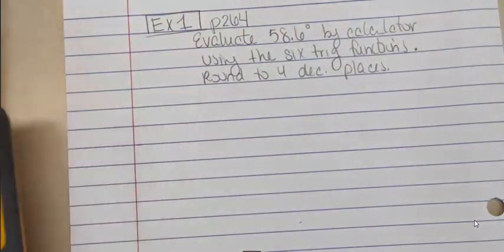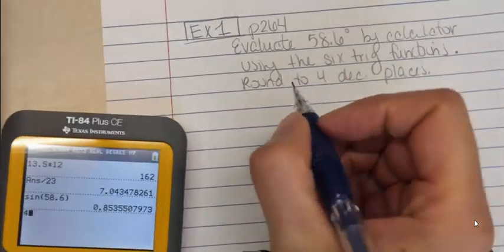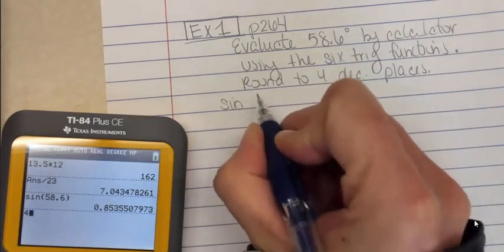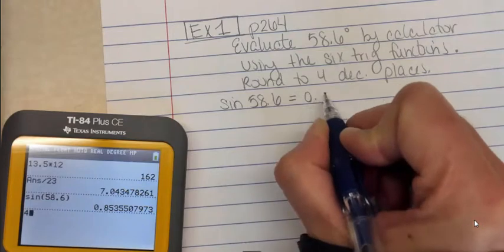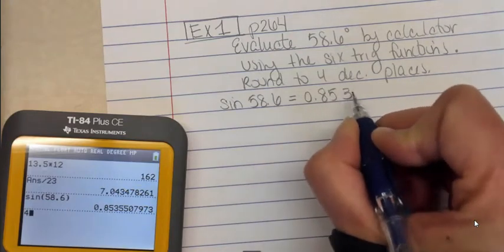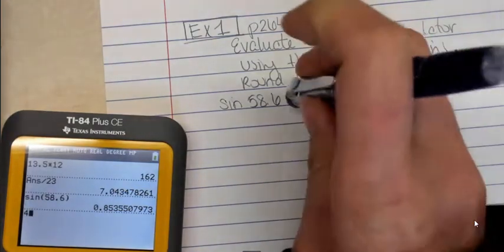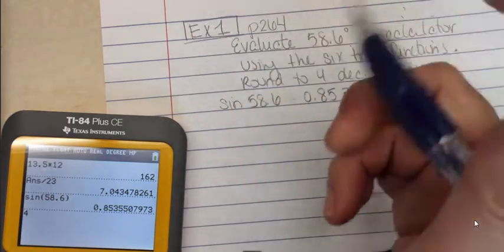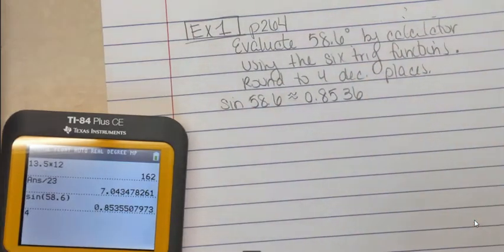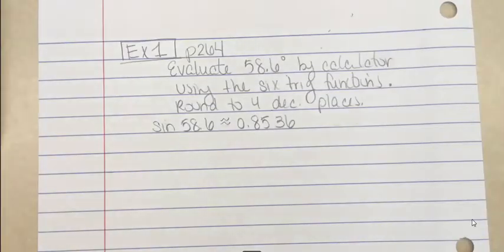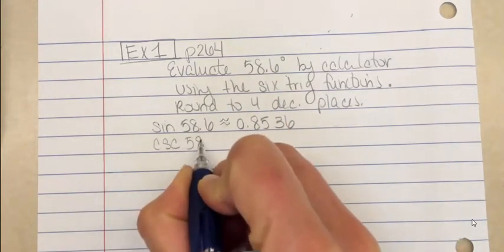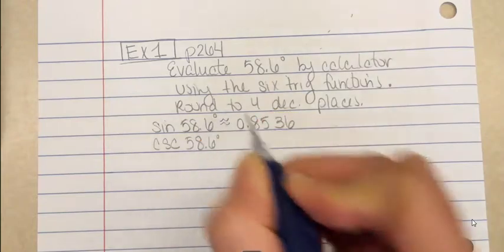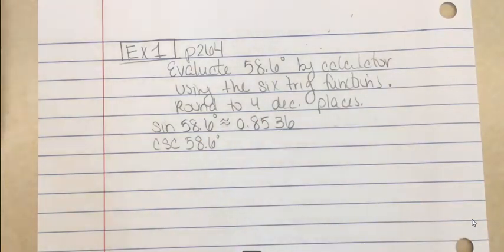Let's write this down. Let's keep good track of what we've got here. So sine of 58.6 is going to equal 0.8536. Oh, I should say approximately, because it's not exactly. So it keeps going. Let's also do the reciprocal of that. So we'll do cosecant of 58.6 degrees. Okay, so that's the reciprocal of sine.